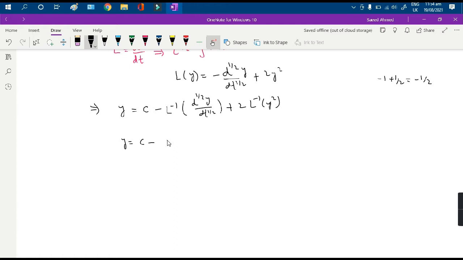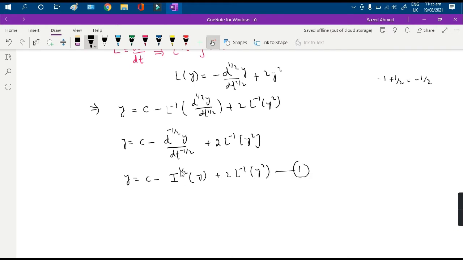So y is equal to c minus d to the power -1/2 of y with respect to t, of order -1/2, and the second term will remain as it is. Or we can even write it in proper notation: y is equal to c minus I of order 1/2 of y from 0 to t, plus 2 times L inverse of y². Here I of order 1/2 is a Riemann-Liouville integral operator from 0 to t.